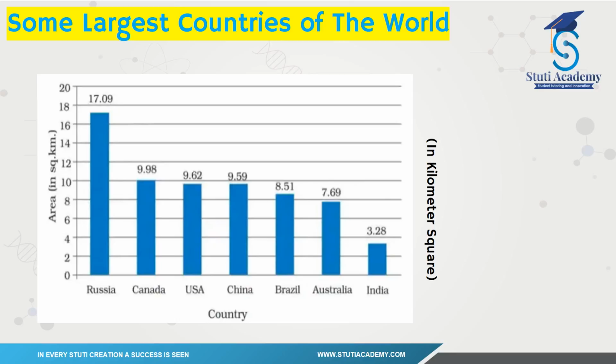Now, students, please see this graph and you will easily come to know the largest countries of the world. I will explain you this graph. Now, you can see the countries and their areas. So, the largest country in the world is Russia, then Canada, then USA, then China, Brazil, Australia, and seventh comes India. The areas are already mentioned on the graph, how much area they cover, and the area which they cover is in kilometer square.